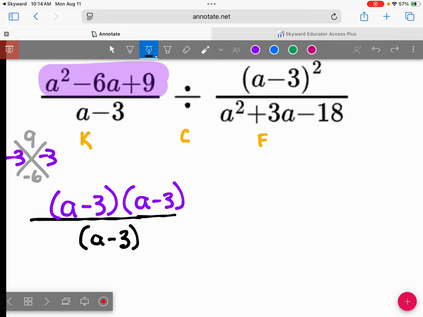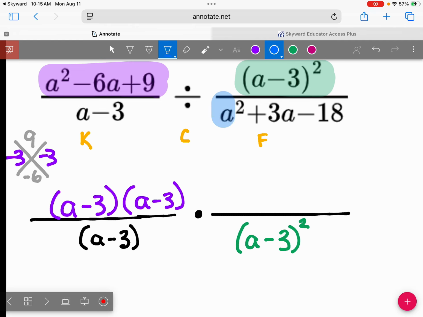Then we need to remember that we are going to change our sign. And that means our second fraction we need to flip. So what was in my numerator is going to become my denominator. We're going to have our a minus 3 squared. If you want to write that out as a minus 3 times a minus 3, that is 100% valid. If you want to put that as a minus 3 squared, also 100% valid. Totally fine. Either way is fine. Then we need to look at our denominator here, and we need to factor this guy.